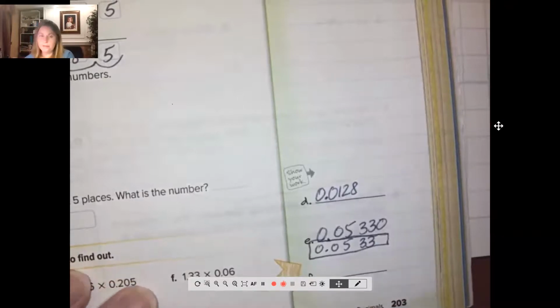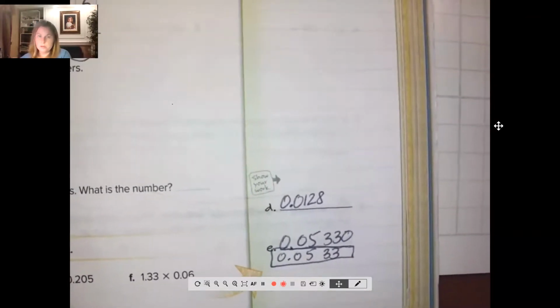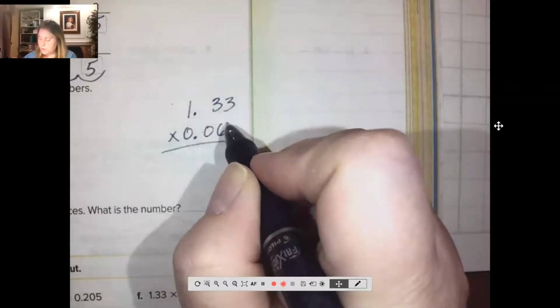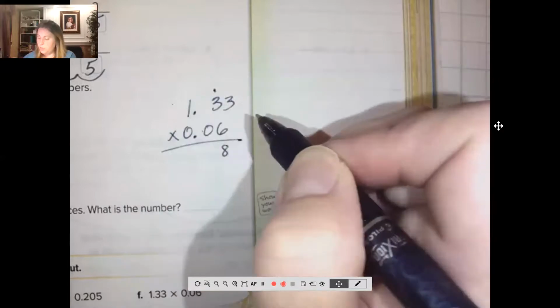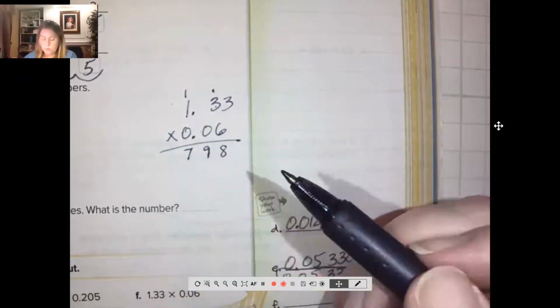Okay, let's do letter F. We have 1.33 times 0.06. 6 times 3 is 18, write the 8, carry the 1. 6 times 3 is 18, plus the 1 we carried is 19, write the 9, carry the 1. 6 times 1 is 6, plus the 1 we carried is 7. And then we don't have anything else to multiply in that row.